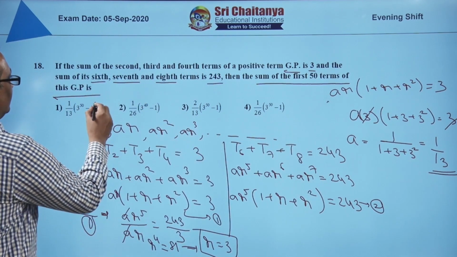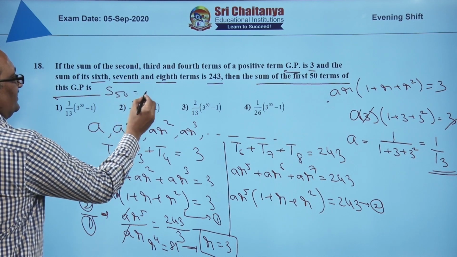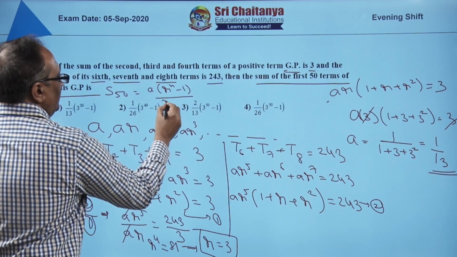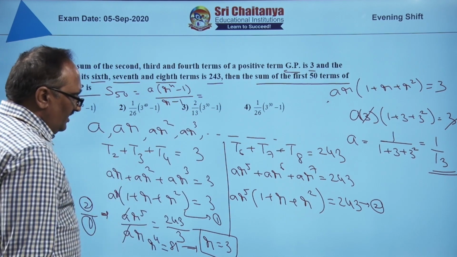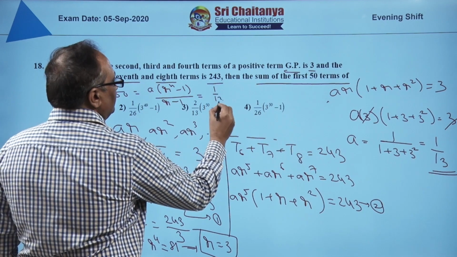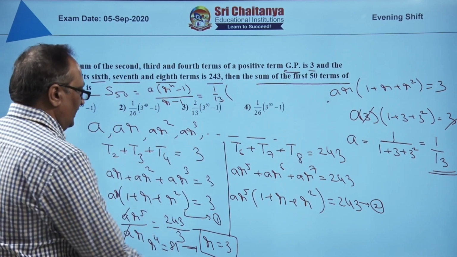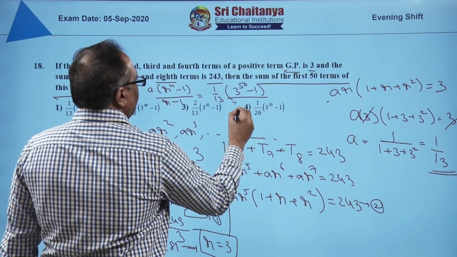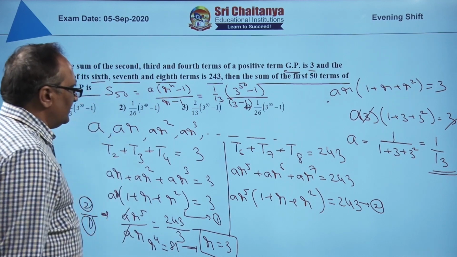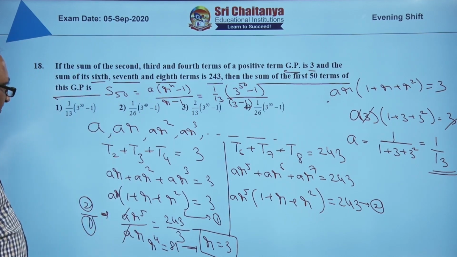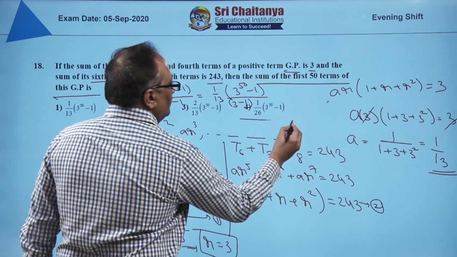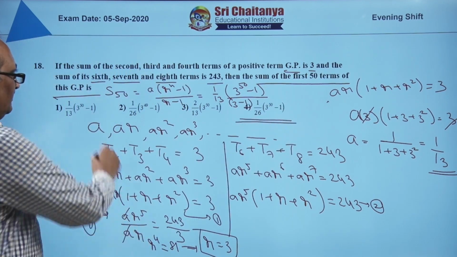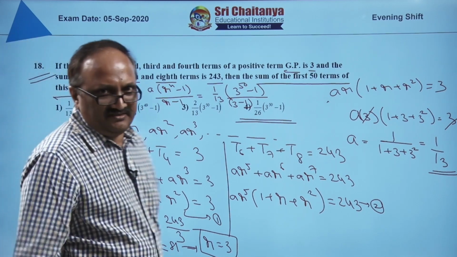The sum of the first 50 terms we can write as S50, that is a into r to the power n minus 1 by r minus 1. A value is known as 1 by 13 and r value is known as 3, so 3 power 50 minus 1 by 3 minus 1, that is 2. So you can identify the answer as 3 power 50 minus 1 by 13 into 2, that is 26. So the fourth option will be the correct answer for this question for S50 terms.